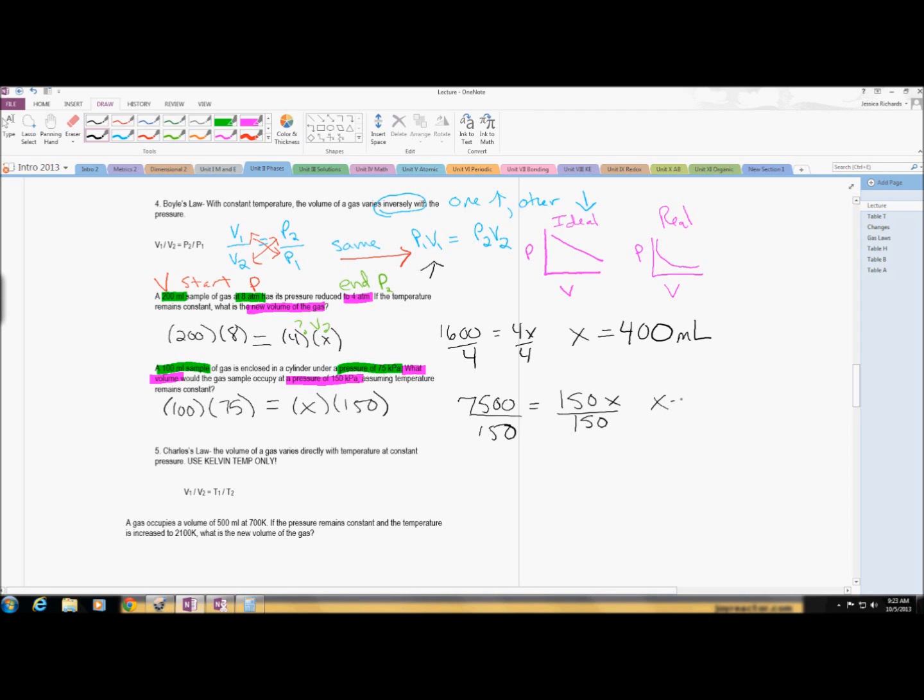So x equals 50. Does this make sense? What was I looking for? A volume. They started with milliliters, so this must be in milliliters. And then I say, does this make sense? They've increased the pressure. So if it's an inverse relationship and they increase the pressure, my volume should go down. Increased pressure, decreased volume. So I look, and yes, it went from 100 to 50. The volume went down. This must be okay. I must have done the math correctly.